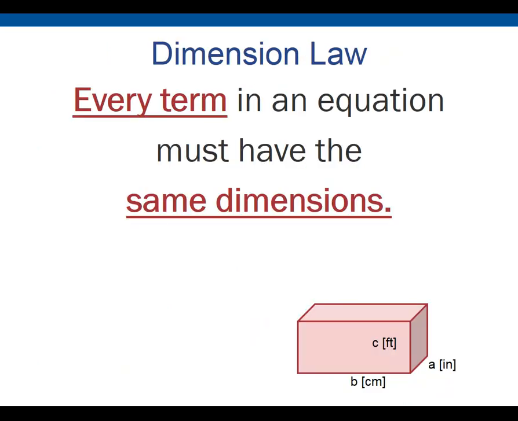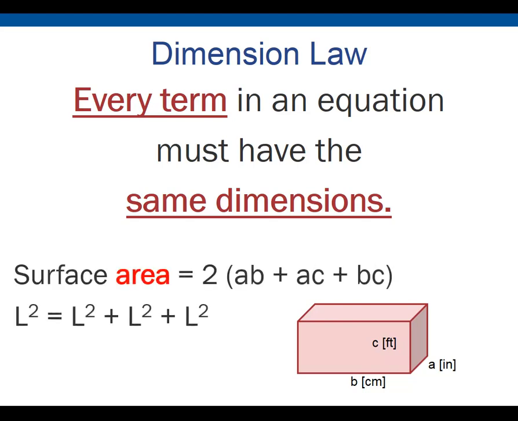Dimensions law. Think about this rectangular box. There are A, B, C numbers in different units. How to find the surface area? It's easy. The concept is 2 times AB plus AC plus BC.